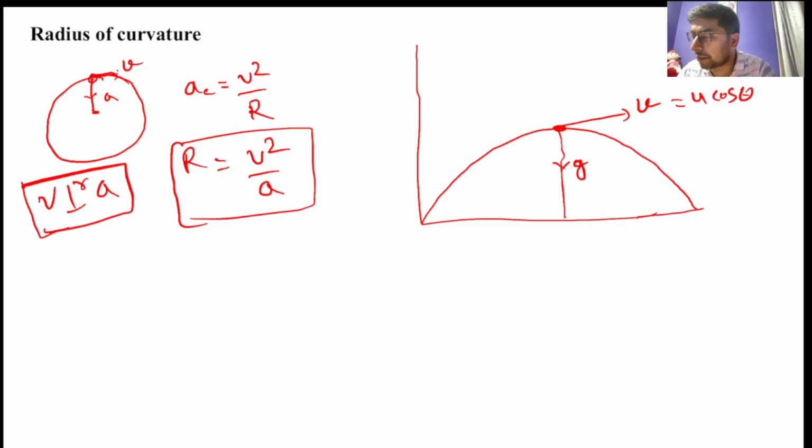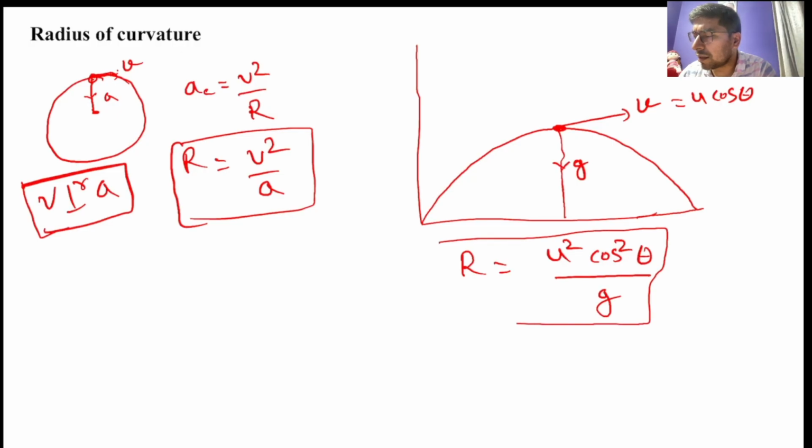So at this point, at maximum height, radius of curvature will be how much? U square cos square theta divided by g, right? This is the radius of curvature at maximum height. Clear? Any doubt? No doubt. So most of the time it will ask the radius of curvature at maximum height only. For general point, we will discuss in next lecture. Thank you.